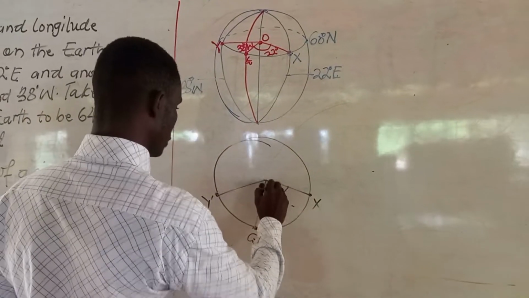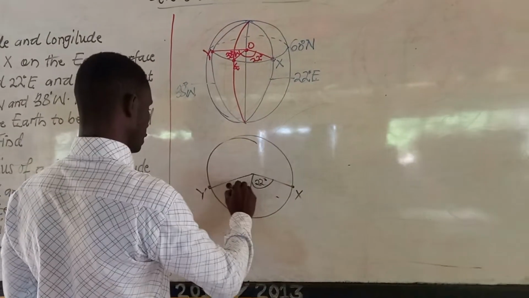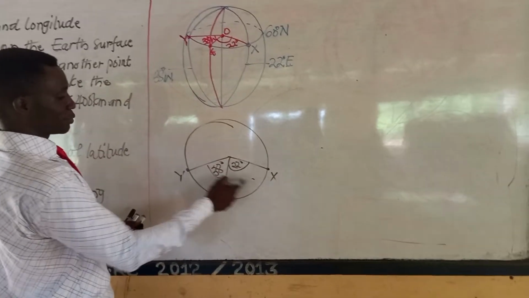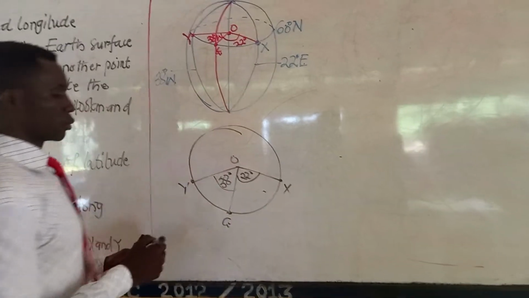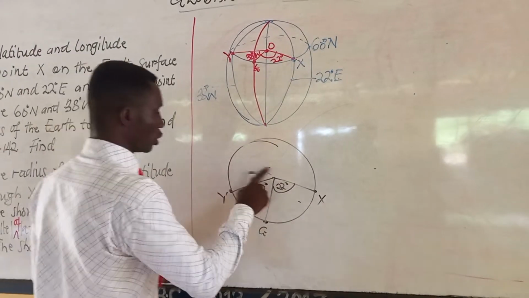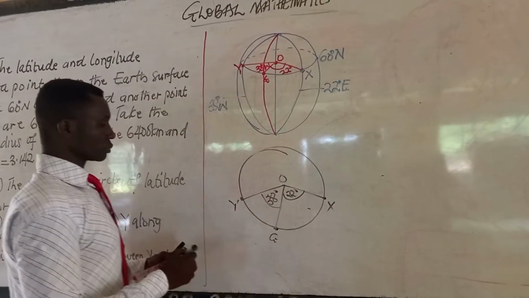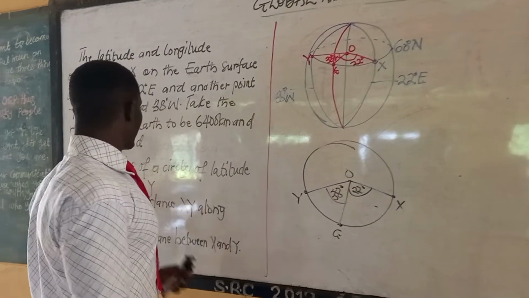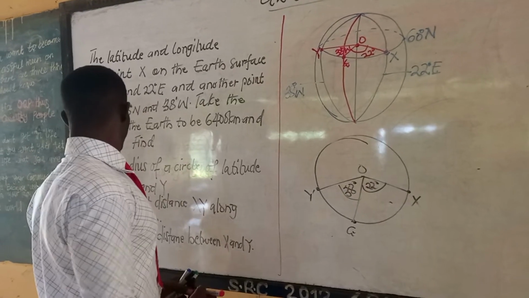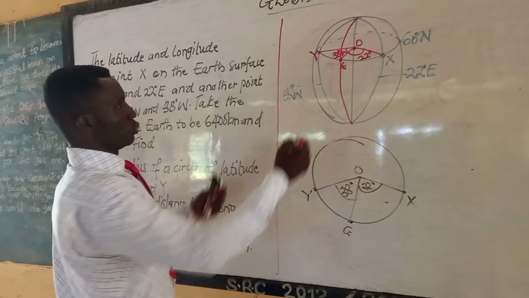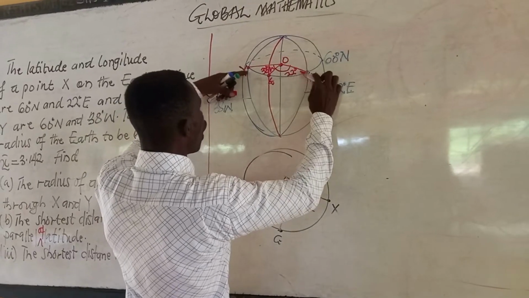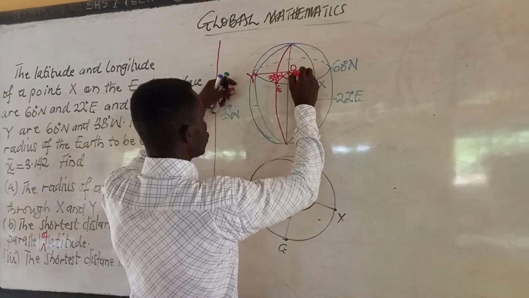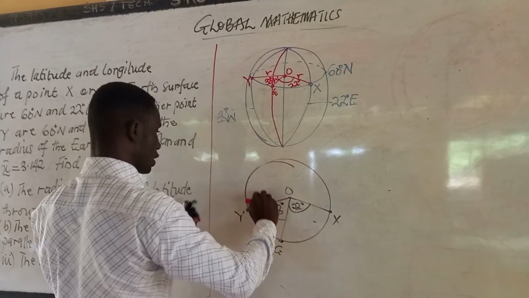Here is 22 degrees. Here is 38 degrees. Don't bother because the 22 angle here seems to be bigger than this because it's not drawn to scale. This is 0 degrees. At the center, 0. Now, the question says that we should calculate the radius of the latitude through X and Y. This is the radius, this is the radius.